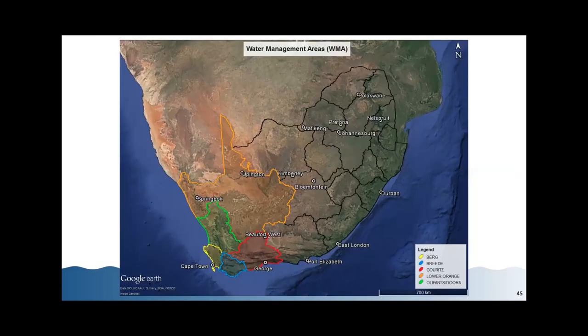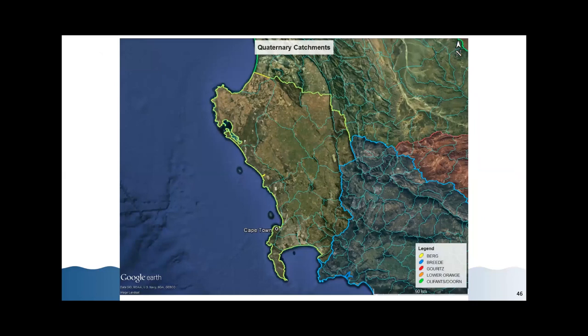So the whole country is managed through water management areas, and as you can see here, the country is divided into water management areas. And in South Africa, in Cape Town, you can see we fall in what we know as the Berg management area. Each water management area is then further subdivided into what we call quaternary catchments.